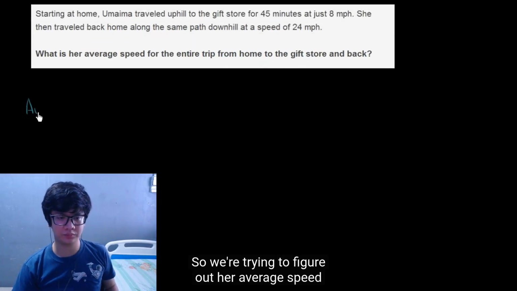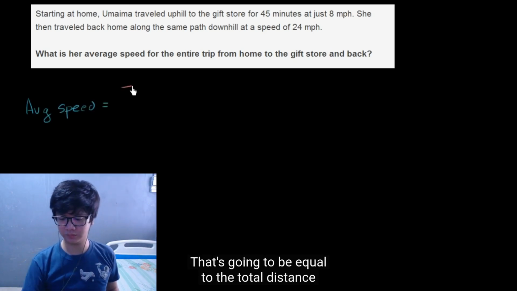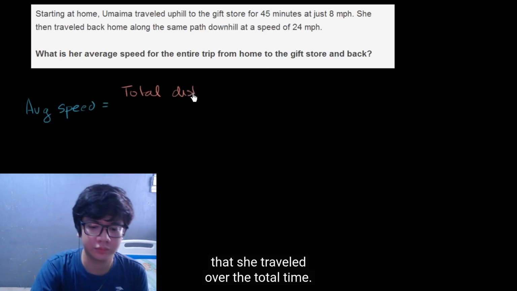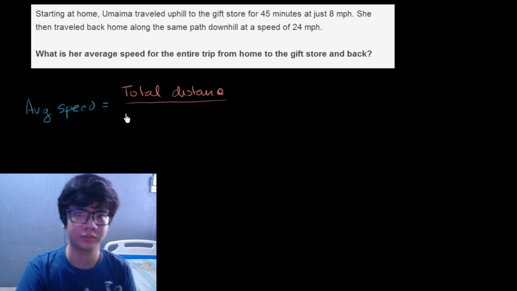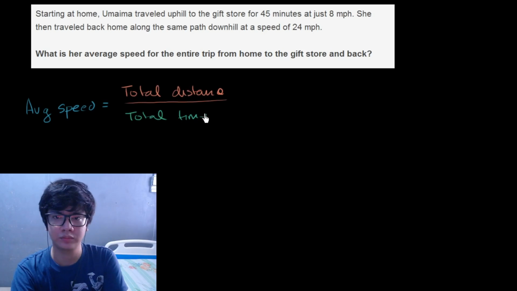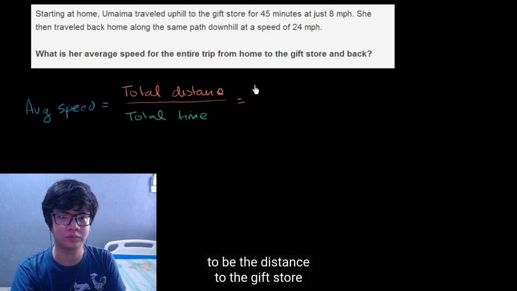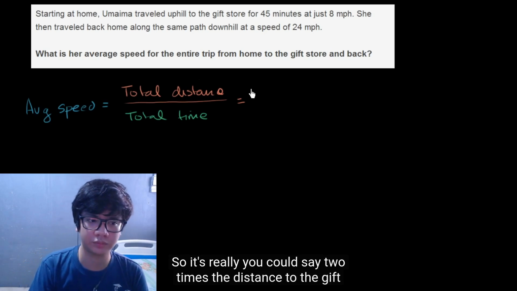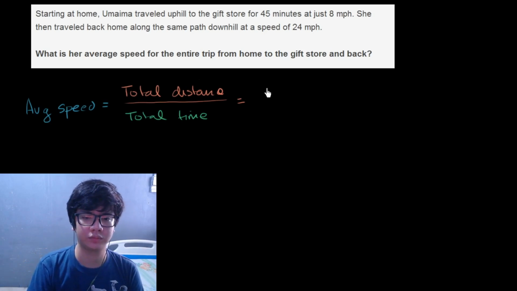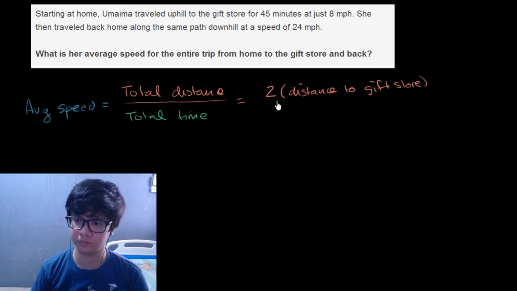So we're trying to figure out her average speed for the entire trip. That's going to be equal to the total distance that she traveled over the total time. Well, what's the total distance going to be? Well, the total distance is going to be the distance to the gift store and then the distance back from the gift store, which are the same distances. So it's really, you could say, 2 times the distance to the gift store.